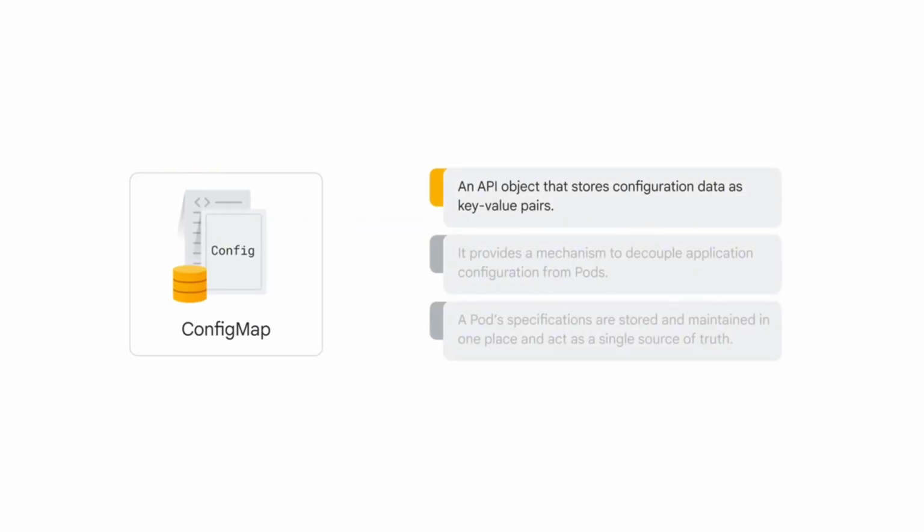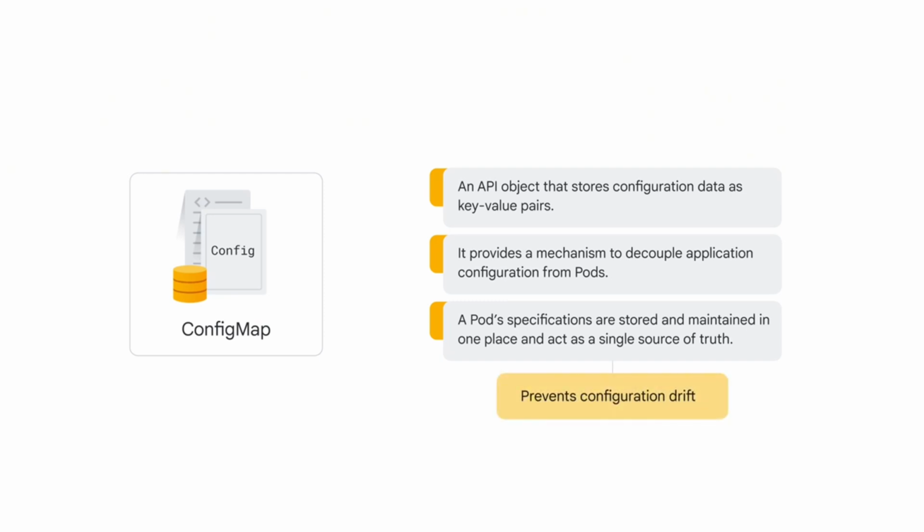A config map in Kubernetes is an API object that stores configuration data as key value pairs. It provides a mechanism to decouple application configuration from pods, which means a pod's specifications are stored and maintained in one place and act as a single source of truth. This prevents configuration drift.